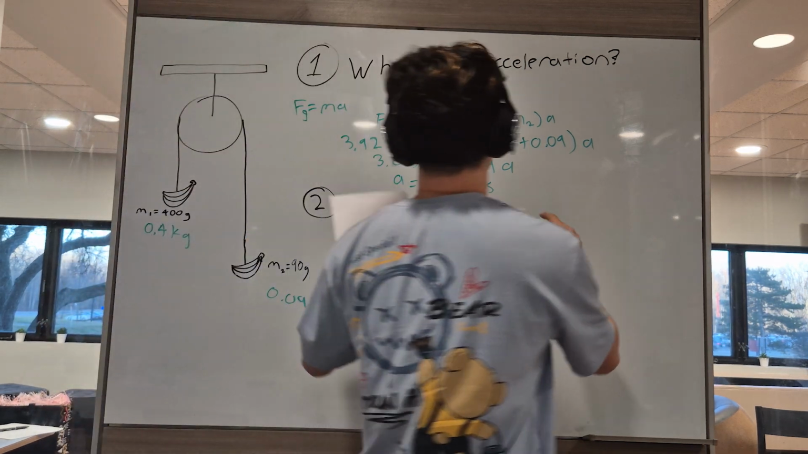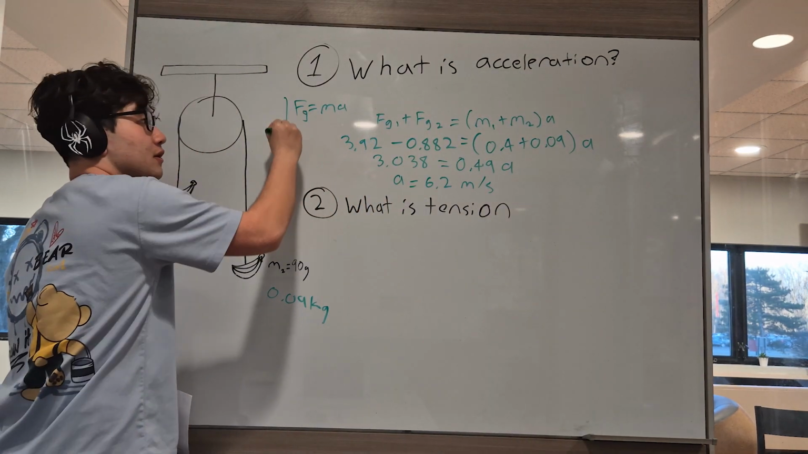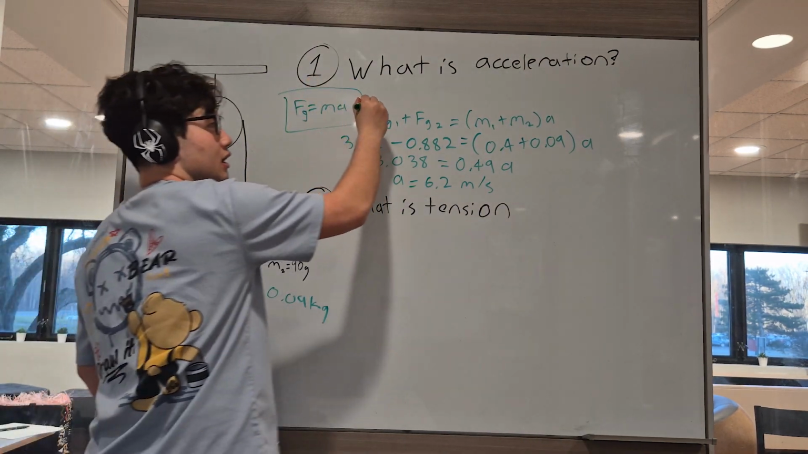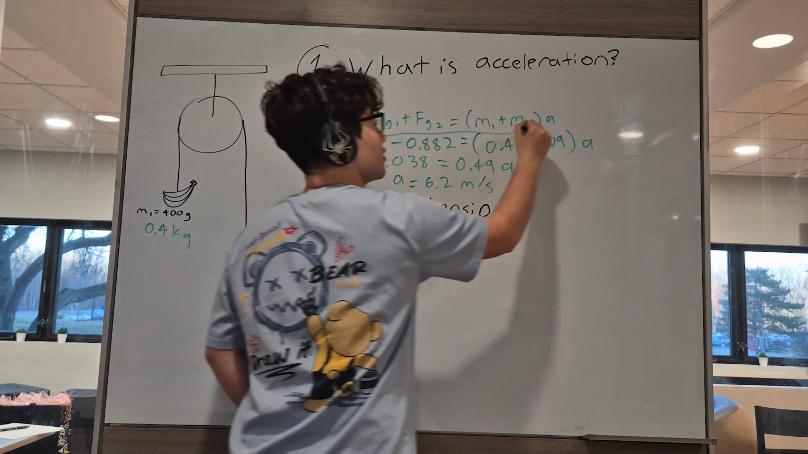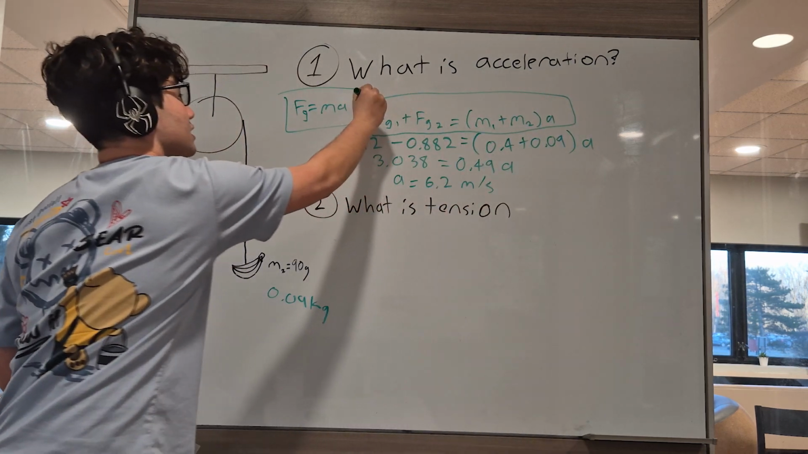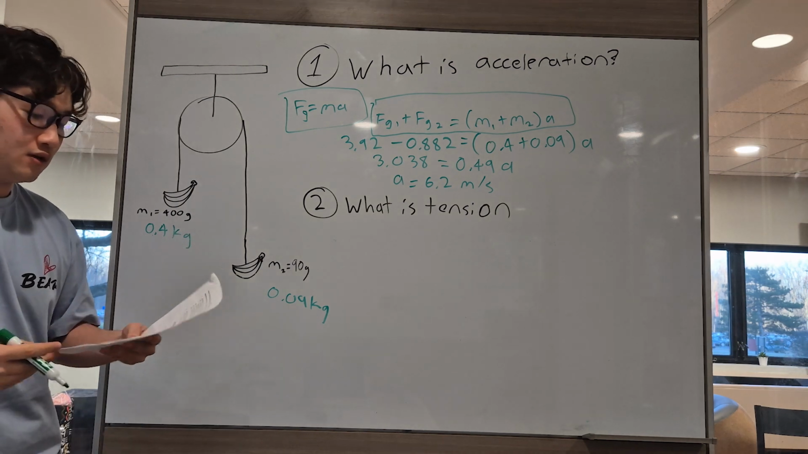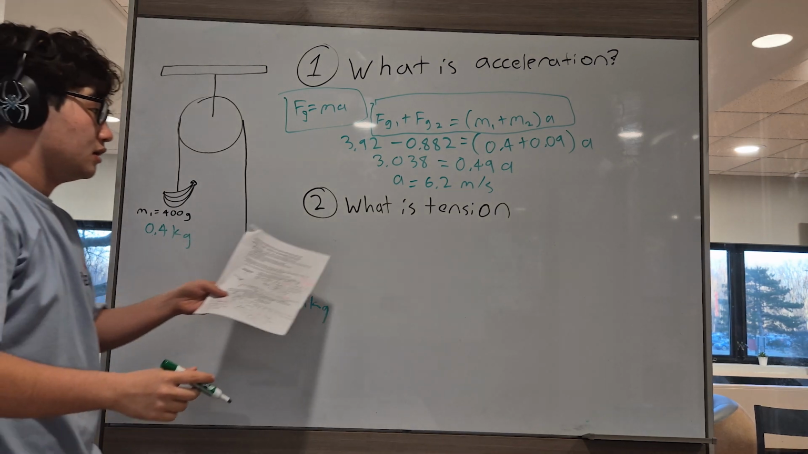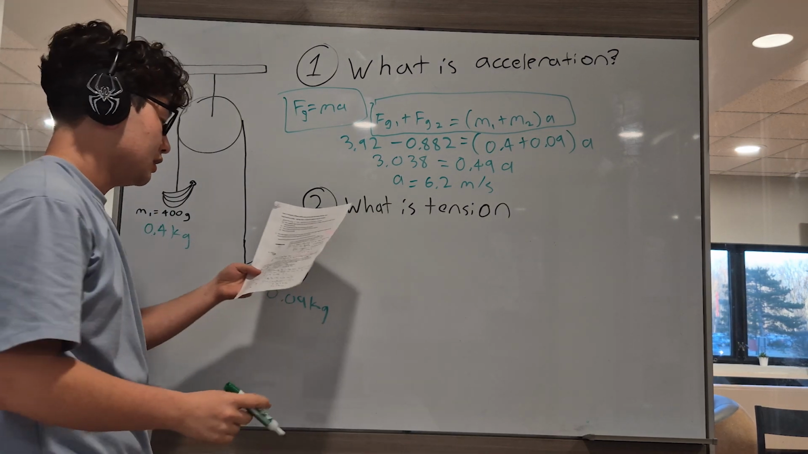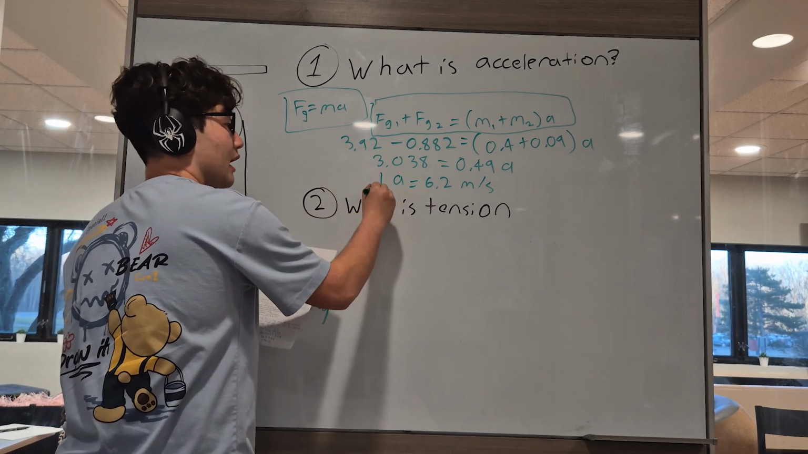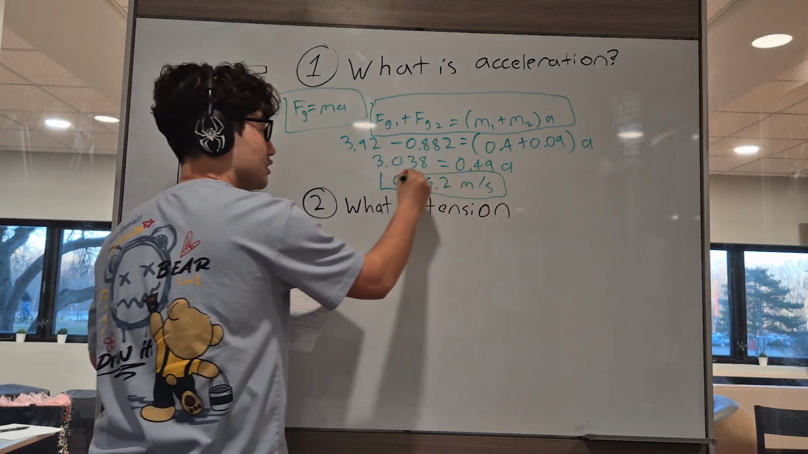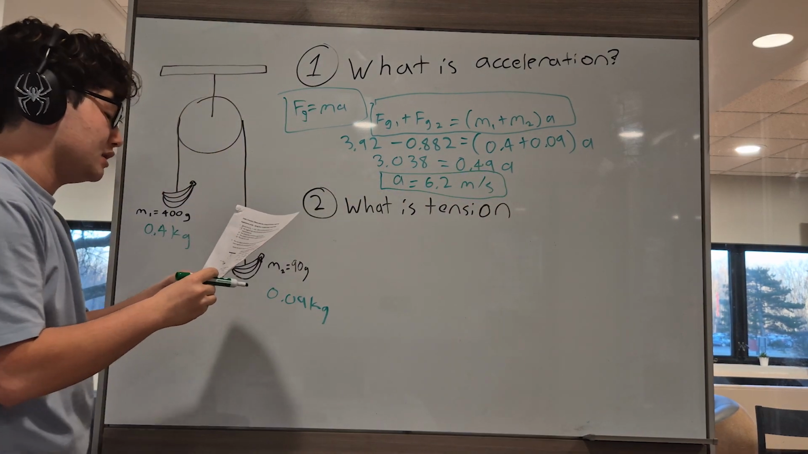So you're going to have to always remember about this equation and this equation for problems where you need to solve for acceleration and tension, which you will see in question 3 as well. So then what is our tension? Now that we got A is equal to 6.2 meters per second, it can actually be pretty easy.